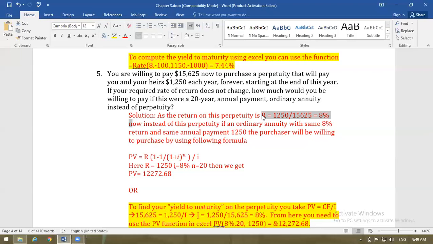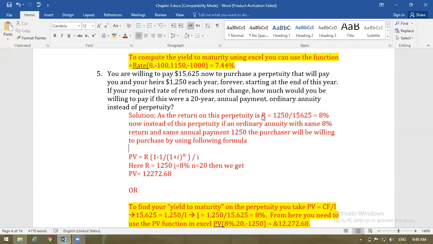As we know that the interest rate is 8%, payment is 1250, and n is equal to 20, then we get the present value equal to 12275.68. With the same rate of return, the present value of the perpetuity will be 15,625.